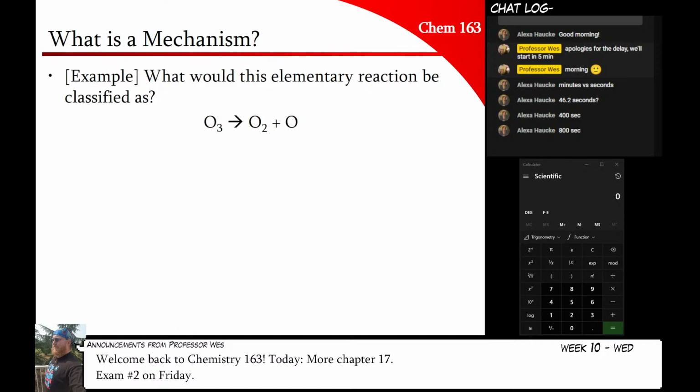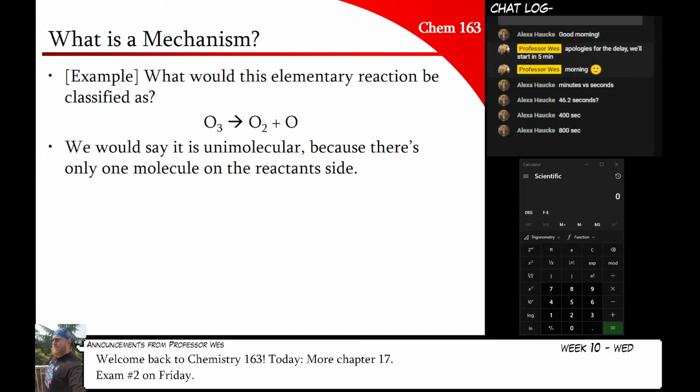And so that's going to look something like this. Here's my ozone. It's going to hit a wall, and one of the O's falls off. That will be my elementary step. So this would be a unimolecular step because only one molecule reacted. So, for instance, if I have this as my reaction, then here is how I could do this reaction. You might think 2 ozones bump into each other, but in reality, this is much more likely.